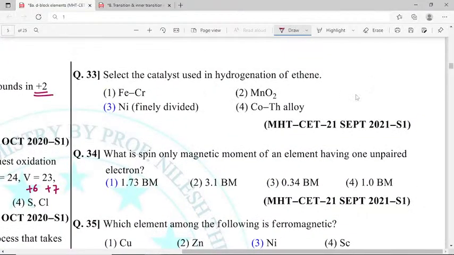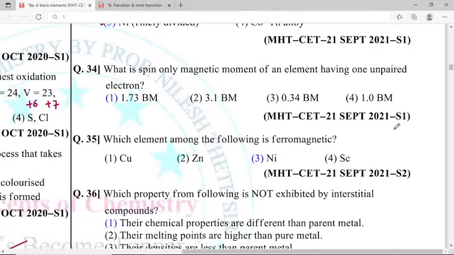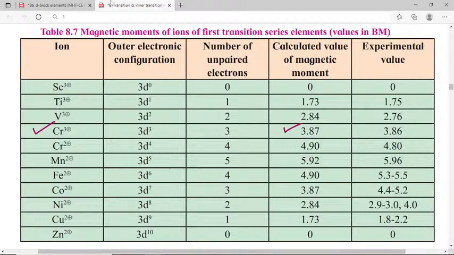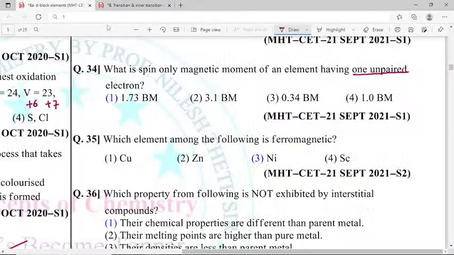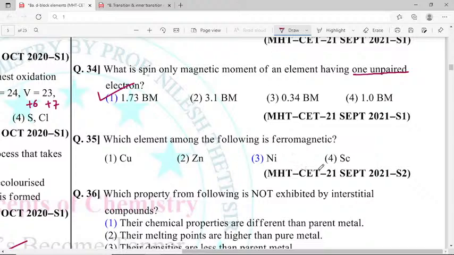Select the catalyst used in hydrogenation of ethene. Hydrogenation of ethene, Raney nickel. Raney nickel is used. Cobalt thorium alloy, Fischer-Tropsch process. What is the spin only magnetic moment of an element having one unpaired electron? If there is one unpaired electron, the value is 1.73. Value 1.73 for one unpaired electron.